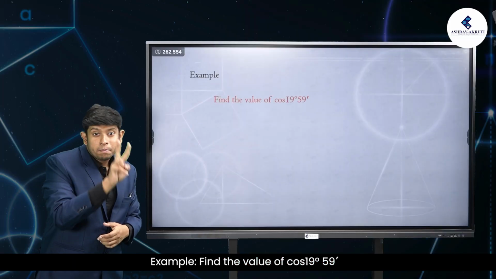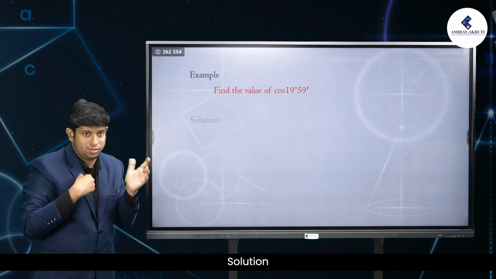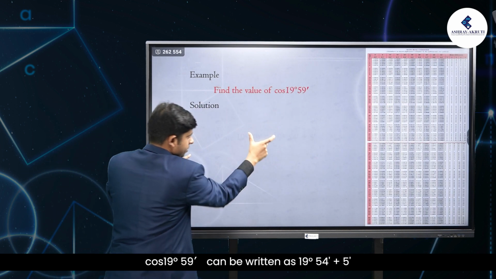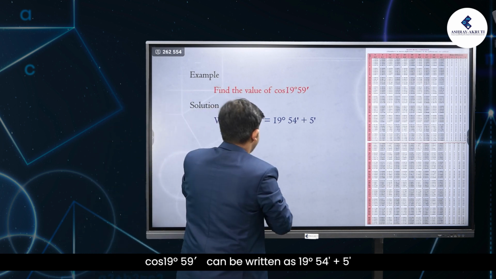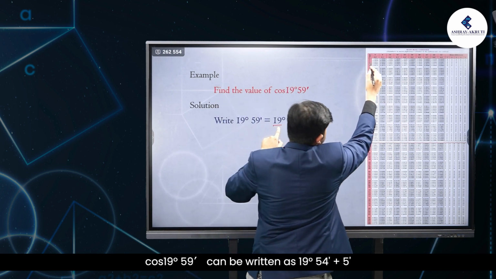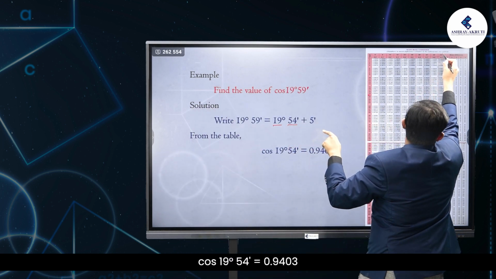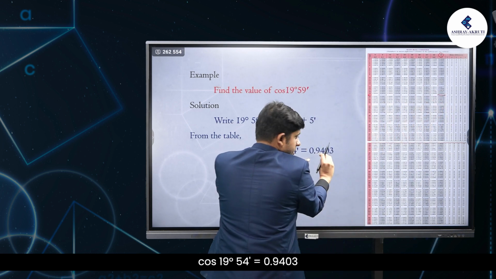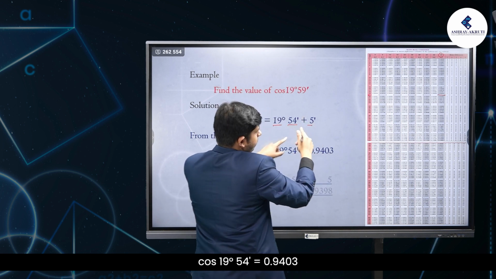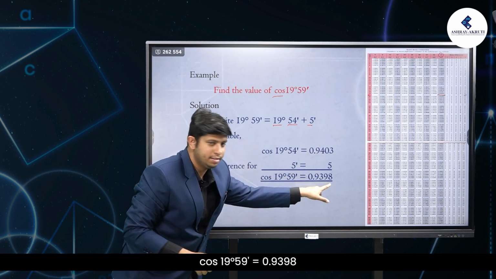Example. Find the value of cos 19 degrees 59 minutes. Solution. Given cos 19 degrees 59 minutes can be written as 19 degrees 54 minutes plus 5 minutes. From the table, we can get cos 19 degrees 54 minutes value as 0.9403. Mean difference to be subtracted for cosine. So, cos 19 degrees 59 minutes is equal to 0.9398.